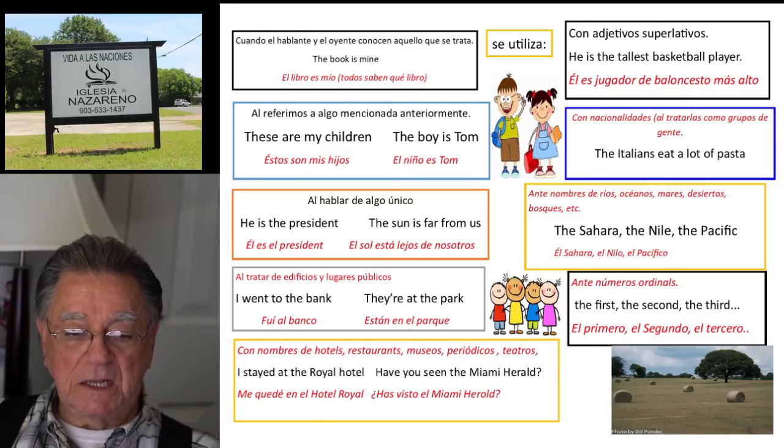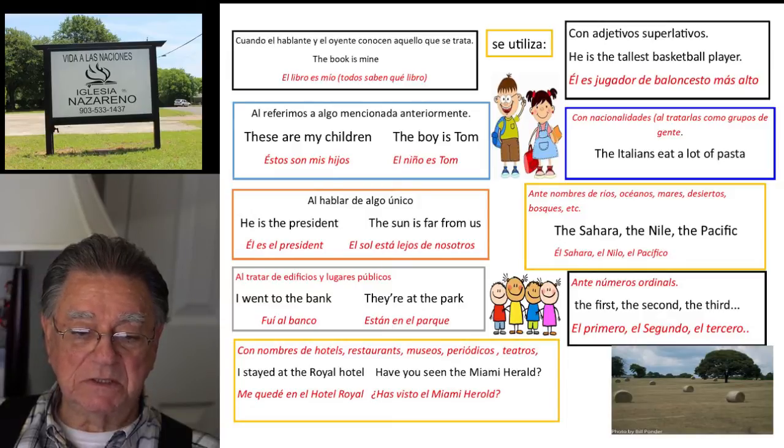Al tratar de edificios y lugares públicos. And this is what we do for banks and for parks and places that are public. I went to the bank. The key word here is the bank. We went to the bank. You shouldn't go to a bank because you wouldn't know which one it is. You went to the bank. And everybody knows the bank you're talking about.